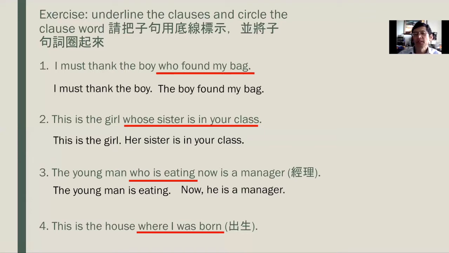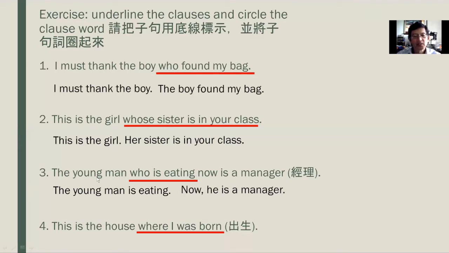Now let me point out something about using clauses. This example is in your book, but there are really two answers to this sentence in terms of making two sentences out of that. If I read it as the young man who is eating now is a manager, it means one thing. It means that the young man is eating and now he is a manager. So I suppose to be technically correct, you would put a comma here. The young man who is eating, now is a manager. Actually, you would put a comma in two places. The young man, comma, who is eating, comma, now is a manager.